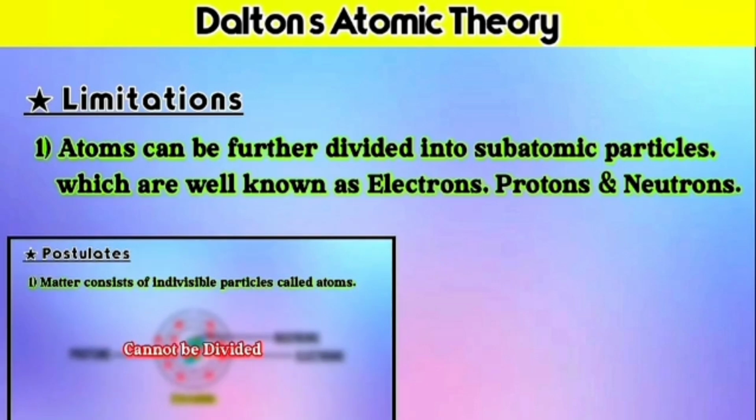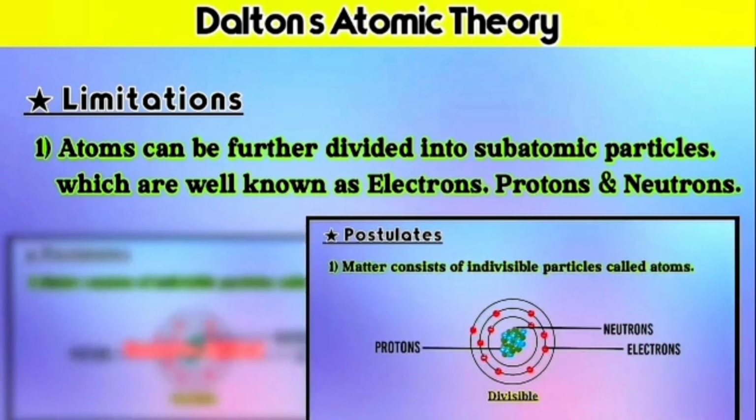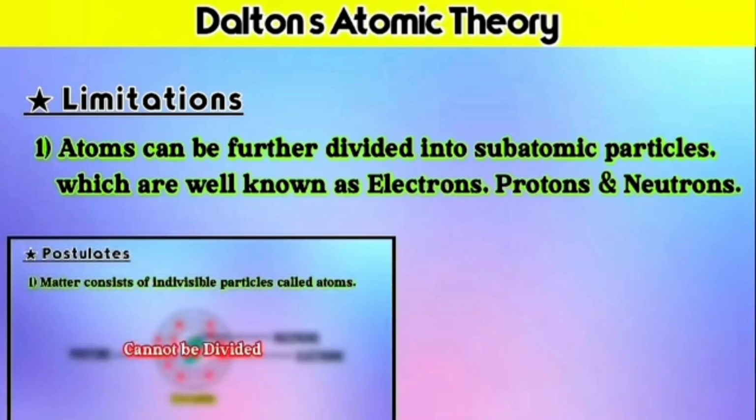For many years this statement was also accepted by the majority of scientists, but later on it was proved that matter consists of atoms, but atoms can also be divided into subatomic particles. And due to this, the first postulate of this theory was proved wrong and considered a major drawback of this theory. Got it? Now let's move to the second limitation of this theory.